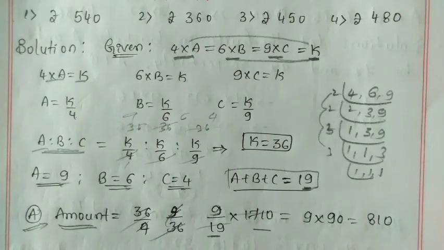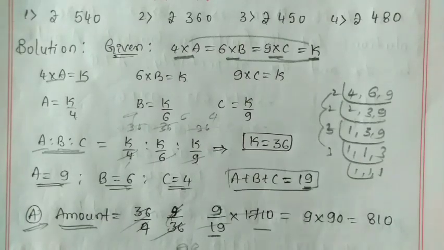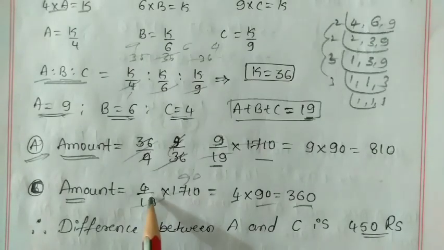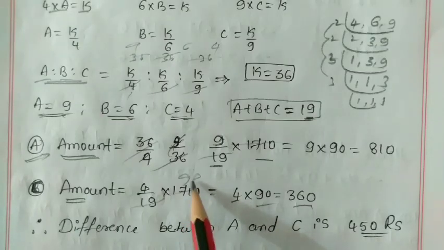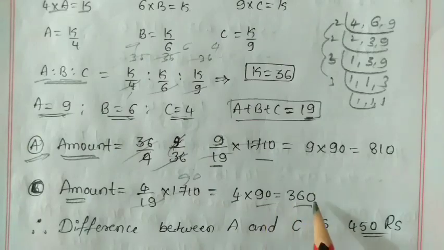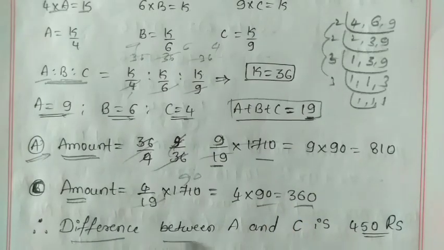Then you can find the C amount. The C ratio is 4 divided by 19, the total, into 1710. 19 ones are 19, 19 nines are 171, write the 0 as it is. So 4 into 90 is 360. 4 nines are 36, and write the 0 as it is.